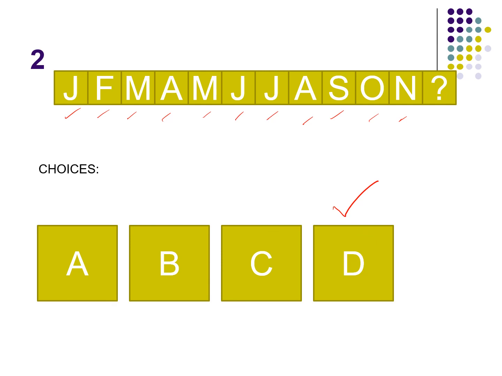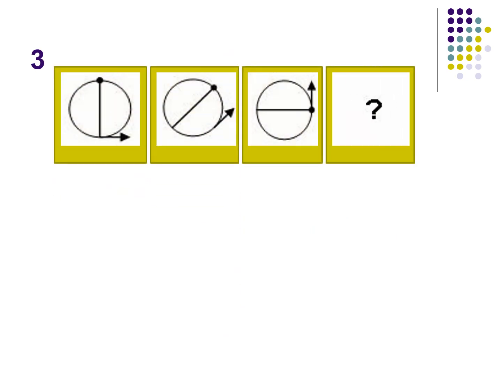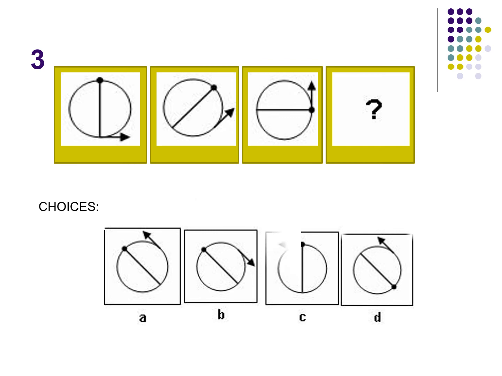And the last one, we have number 3. So we have this illustration. The choices are the following. So what would be the next in sequence? So obviously, the answer is letter A. Okay, so the correct answer is letter A. Take a look at where the arrow points.